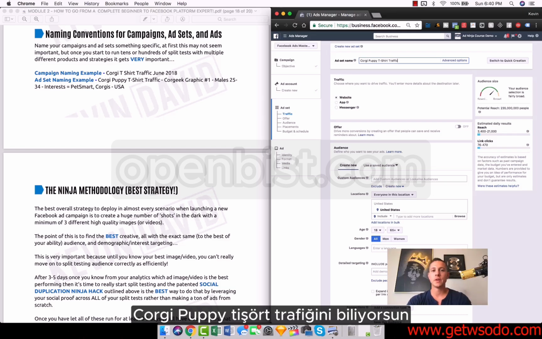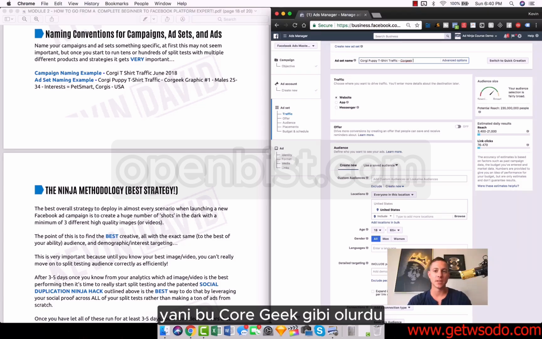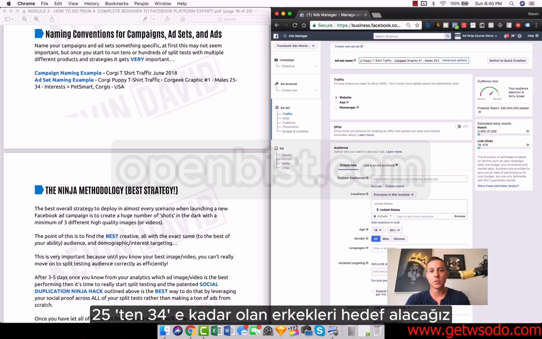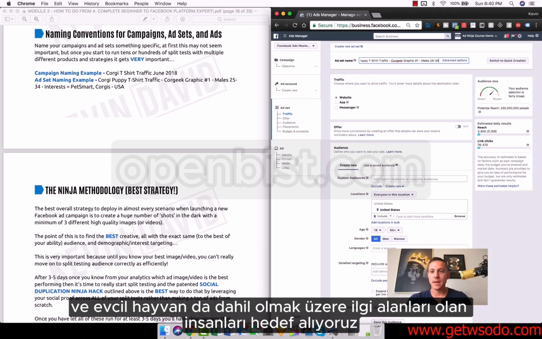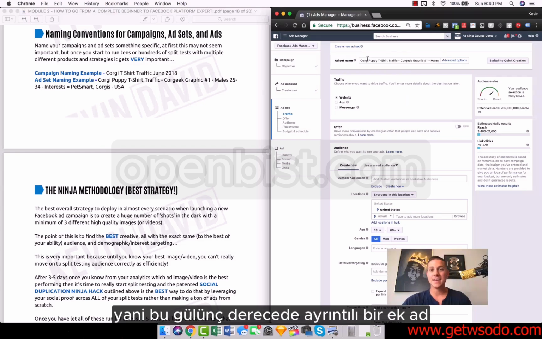t-shirt, traffic, and then we'd want to name the actual graphic itself. So this would be like the Core Geek one with the little glasses on our Corgi, Core Geek graphic number 1, if we had multiple of them. And then maybe for this specific ad set, we're going to target males who are 25 through 34, and we target people whose interests include PetSmart and Welsh Corgis. Right, so that is a ridiculously detailed ad set name.